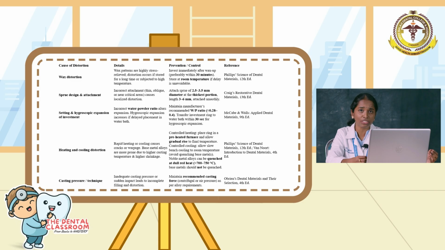Coming to heating and cooling distortion, rapid heating or cooling causes cracks or warpages. Base metal alloys are more prone to distortion due to the higher casting temperature and higher shrinkage. This can be prevented by controlled heating, that is, placing the ring in the preheated furnace and allowing a gradual rise in temperature. Do not quench the base metal alloys. Coming to the casting pressure or technique, inadequate casting pressure or sudden impacts lead to distortion or incomplete filling. Maintain the recommended casting force, that is centrifugal or air pressure, as per the alloy requirement.